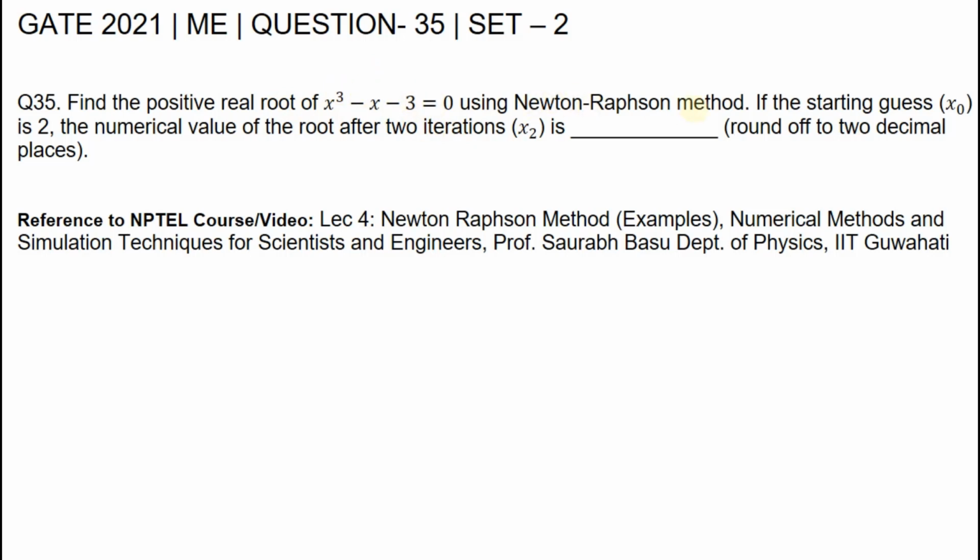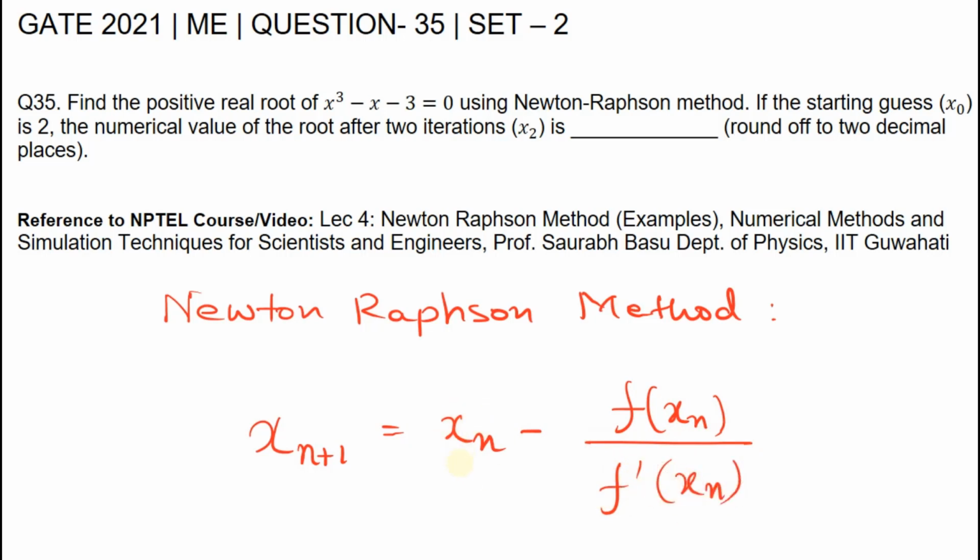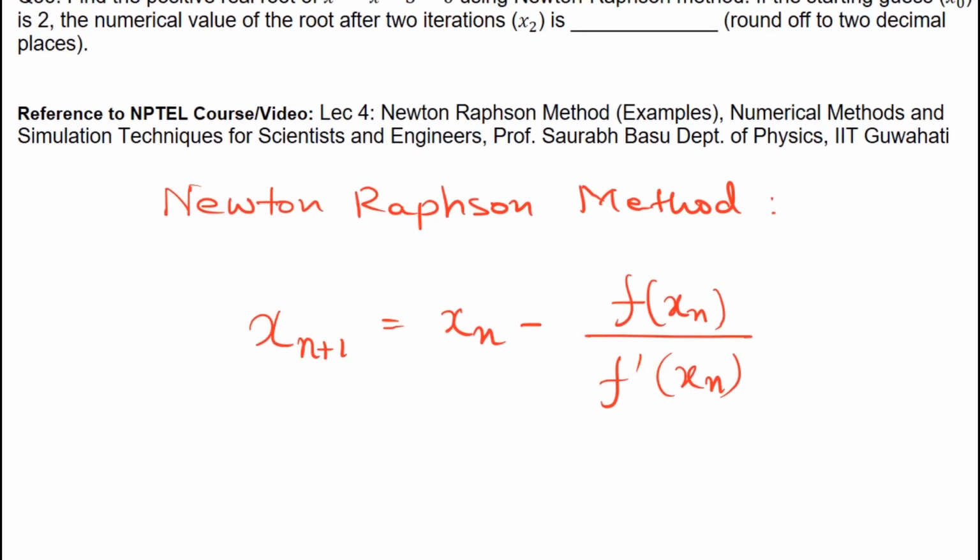using the Newton-Raphson method. According to the Newton-Raphson method, we can find the next iteration with respect to the previous iteration using the formula x(n+1) equal to xn minus f of xn divided by f dash of xn. Here xn is the initial guess, which is usually x0, given in the problem as 2.